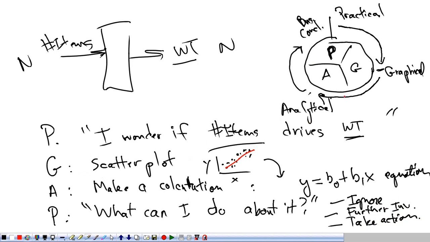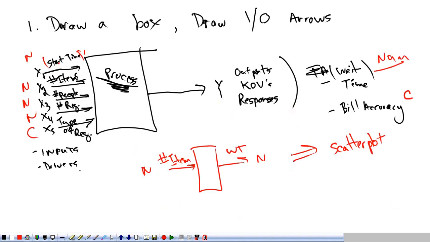For each pair, we draw this PGA wheel and we progress through each of these questions. We start by saying, I wonder if the number of items drives wait time. Then we plot it. Then we make a calculation. And then we ask, what can I do about it? And then we move on to the next one. Conceptually, this is as if we're walking through each of these inputs and either drawing an X through it if it doesn't matter. Let's say start time didn't make a difference. We would draw an X through it and say, when I do my improvements, I don't want to make improvements based on start time. I didn't really find anything going on there.